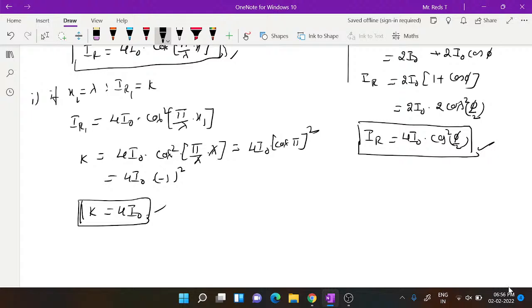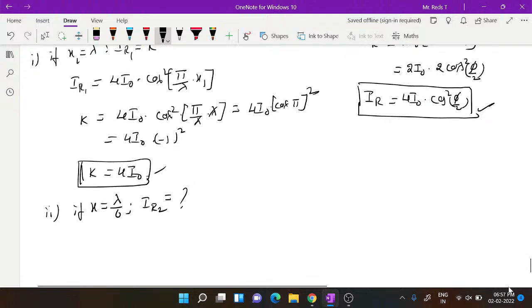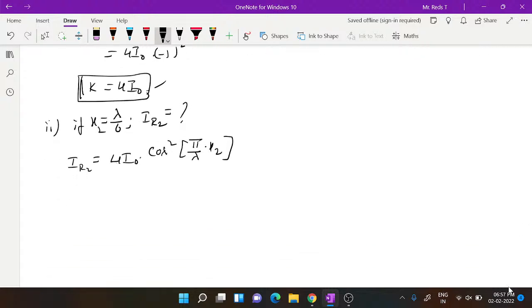So by using the first condition we have got k value as 4 I naught. Why we need this, we will understand while doing the second part. What you are asked to find is, if path difference x is equal to lambda by 6, then what will be the resultant intensity in the second case is the question. So what is the relation between the intensity and the path difference? We know that IR2 is equal to 4 I0 into cos square pi by lambda into x2. X here in case of this we take it as x2. X2 is this, then IR2 is what? So if you substitute this, what you will get?